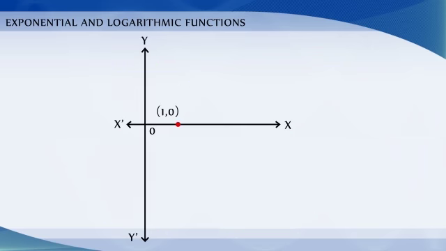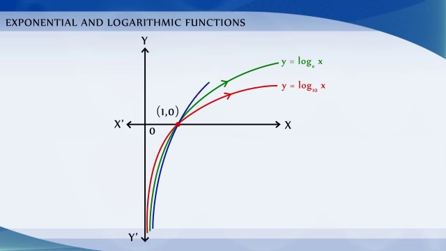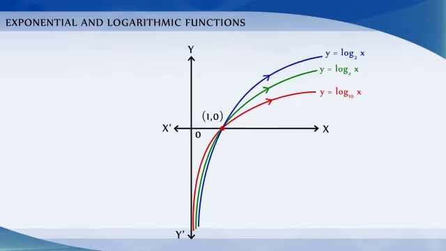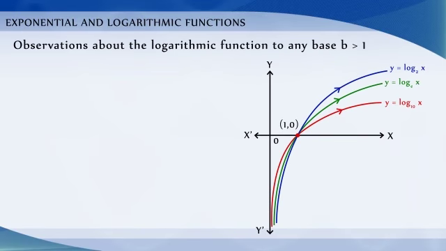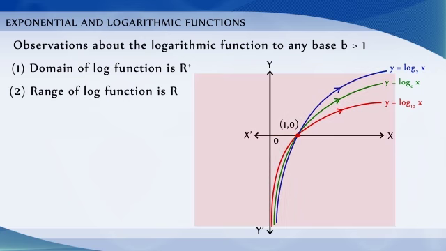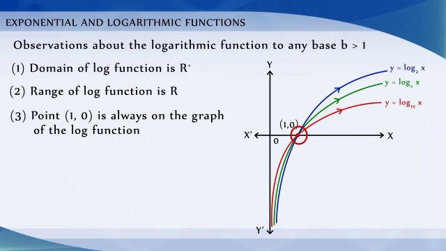The graphs of the functions y is equal to log x to the base 10, y is equal to log x to the base e, and y is equal to log x to the base 2 are given. Some of the important observations about the logarithm function to any base b greater than 1: The domain of the log function is the set of all positive real numbers. The range of the log function is the set of all real numbers. The point (1, 0) is always on the graph of the log function.